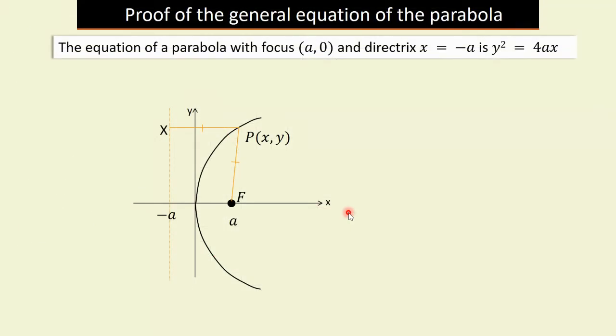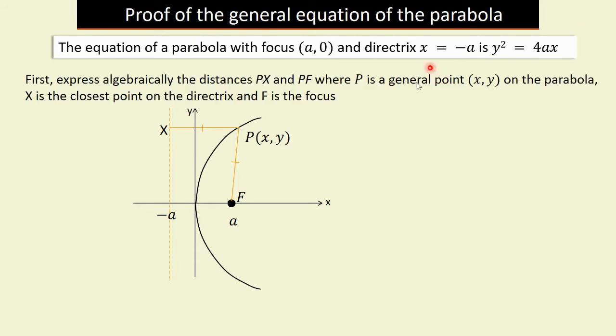We're now just going to have a quick look at the proof of the general equation of the parabola. If we have a parabola with a focus at (a, 0) and directrix at x equals minus a, can I show that the equation of this parabola is y squared equals 4ax? We know that the distance here is the same, but how can I be sure that it's the same for every point along here? How can I show that this relationship must always be true? y squared equals 4ax.